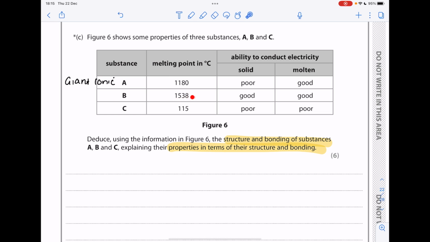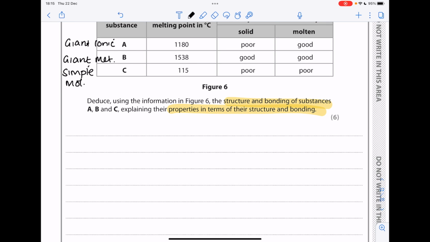Substance B again has a high melting point. It's got good conductivity when solid and molten, which means it's most likely giant metallic. Substance C has a very low melting point. It's got poor conductivity. These properties are indicative of a simple molecular or simple covalent structure. So let's start with substance A. Substance A is a giant ionic structure.